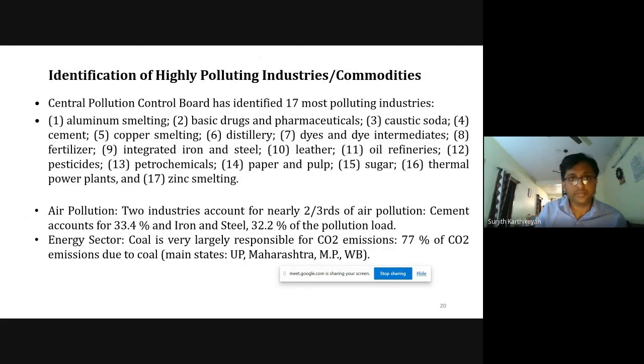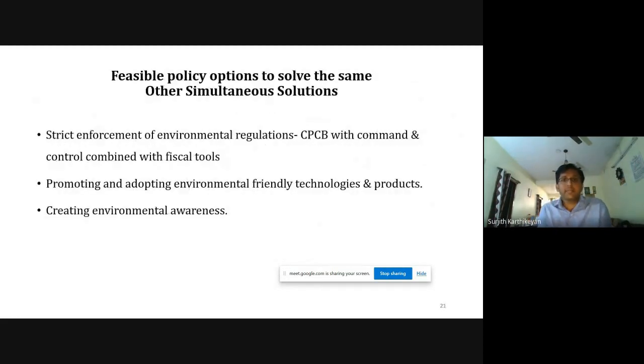So, other simultaneous solutions: rather than strictly sticking to a new tax and environmental fiscal measures, there are other measures too. That is strict enforcement of the environmental regulation, CPCB with command and control combined with fiscal tools. Then promoting and adopting environmental friendly technologies and products.